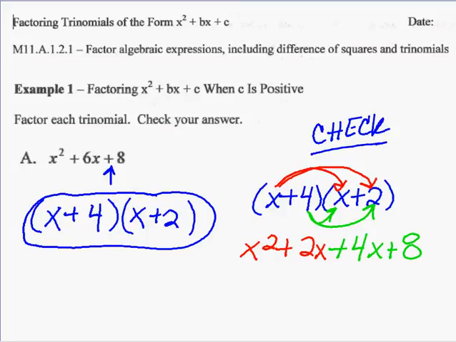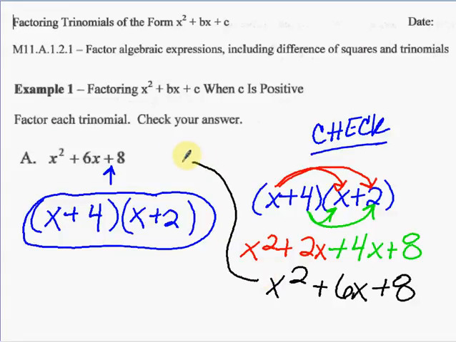And then from here, if we combine our like terms, you'll see that we have x squared plus 6x. 2x and 4x is 6x. See, 2 and 4 right there, right? And then we have plus 8. And if we compare that, draw a little arrow here, to our original problem, guess what? It matches up. So that tells us that over here, this is our answer.